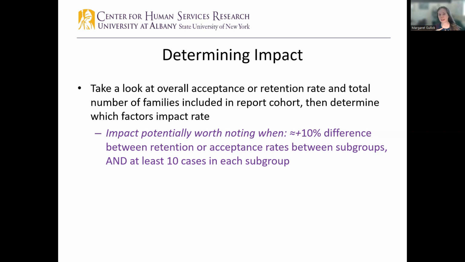So I think about it as an impact is potentially worth noting when there's, let's say, at least a 10 percentage point difference between subgroups, and there's at least 10 cases in each subgroup. So that helps me feel like, okay, there's enough people here that if I got all of those people, it would end up making a substantial impact on my acceptance rate or my retention rate, and it would be meaningful, so it's worth making a plan around. So we can keep that 10 number guideline in mind as we look at the reports.